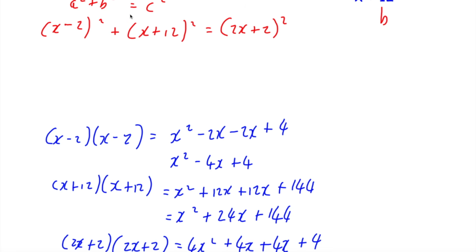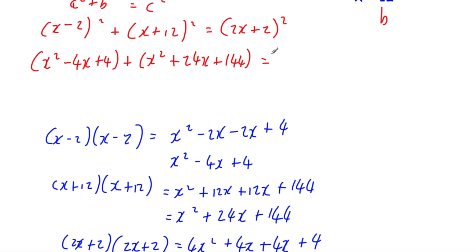Okay, so we now know what we get when we expand our brackets, so let's put those back in here. So x minus 2 all squared. So that's going to be in brackets x squared minus 4x plus 4, and then plus x plus 12 squared, that's going to be x squared plus 24x plus 144, and that's going to be equal to 4x squared plus 8x plus 4. Now let's simplify this left-hand side here. x squared plus x squared is 2x squared. Minus 4x plus 24x is plus 20x.